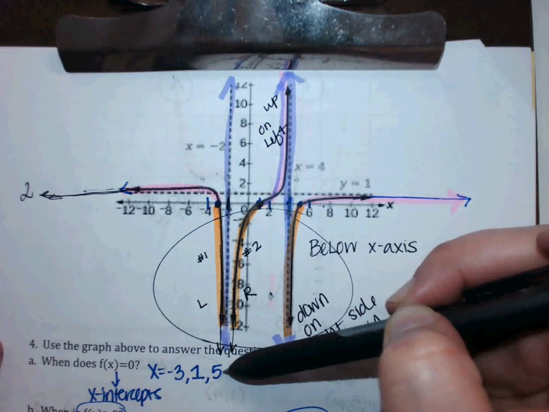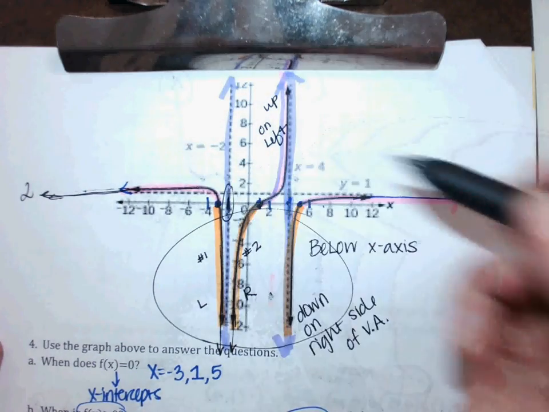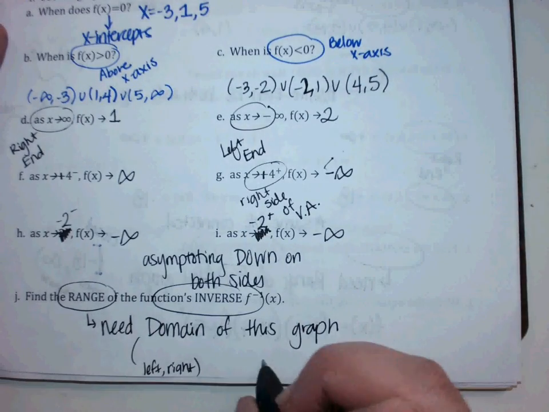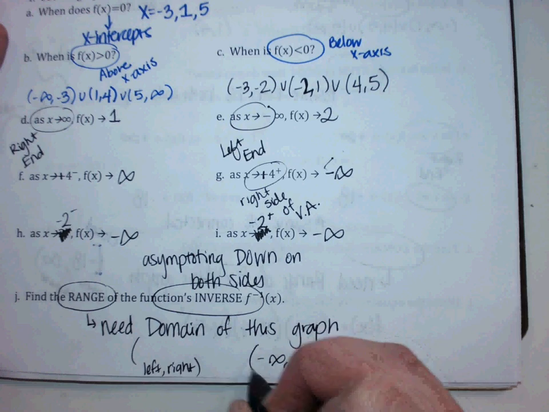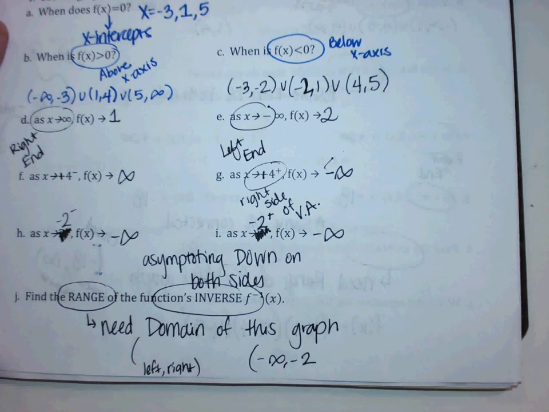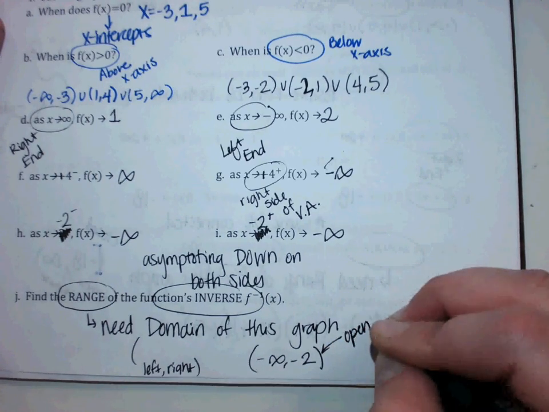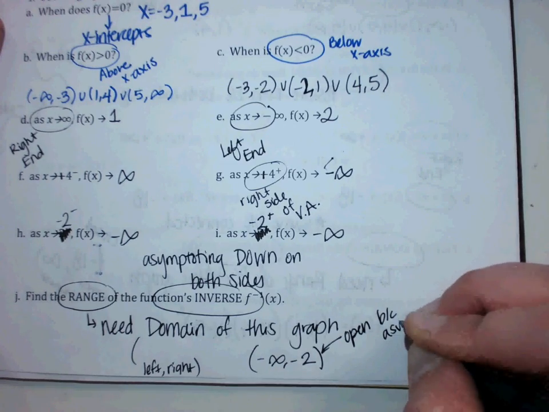What line can it not cross? Negative 2. So for this chunk of the graph, I would say negative infinity to negative 2. Now, negative 2 is a number. Do I give it a bracket, though, if there's an asymptote? No. So I'm going to put open because asymptote.